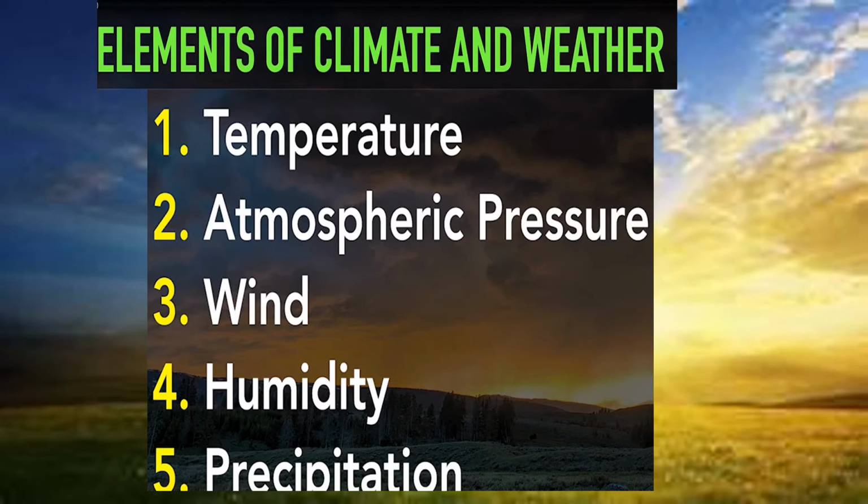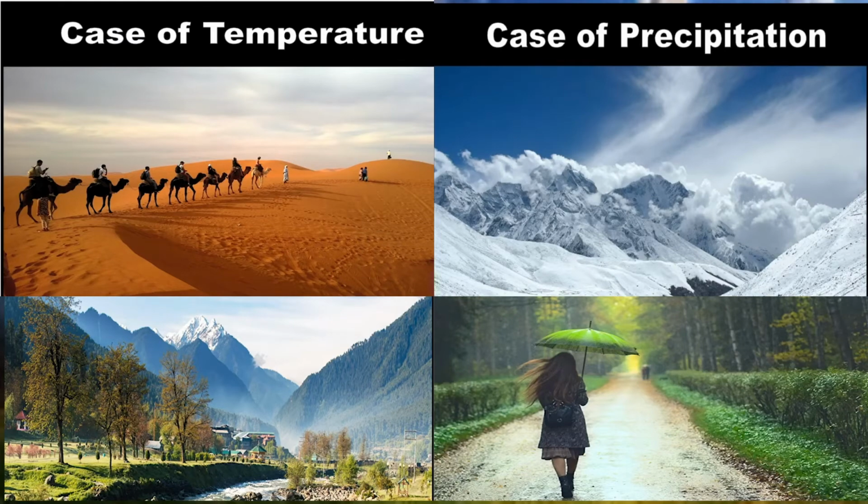Let's look into the elements of climate and weather. There are 5 elements. One is temperature, second one atmospheric pressure, third wind, fourth humidity, and last precipitation. But out of these, the 2 most important elements that affect the weather and climate of a place are temperature and precipitation. Temperature is the degree of hotness found in a place. Precipitation refers to rain, snow, hailstone that occurs in a particular area.